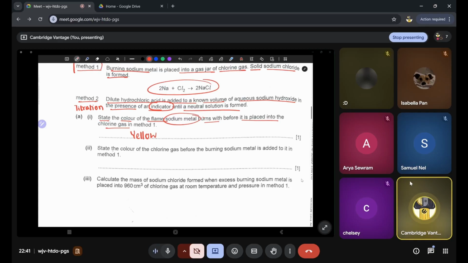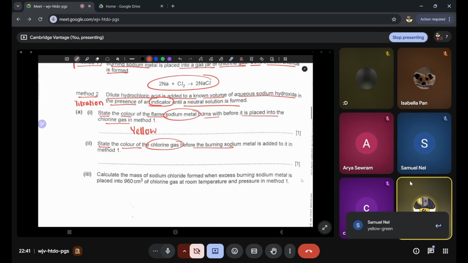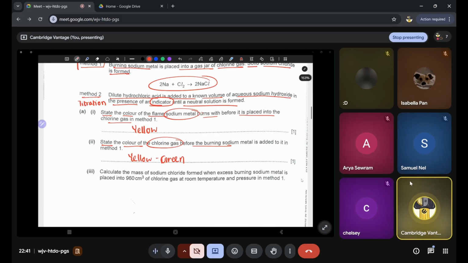All right, next. State the color of chlorine gas before burning sodium metal is added to it in method 1. This is from group 7. So, yeah, yellow-green. You can also write pale yellow-green, but yellow-green is also fine. Again, this is something that you will find in the syllabus itself, where it's just listed when the group 7 section starts.